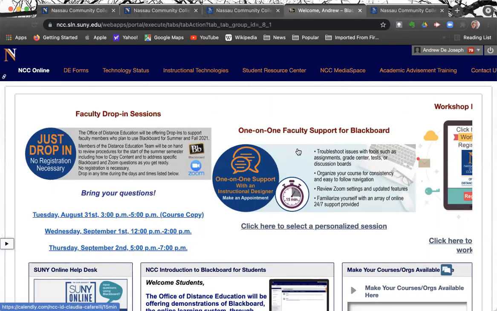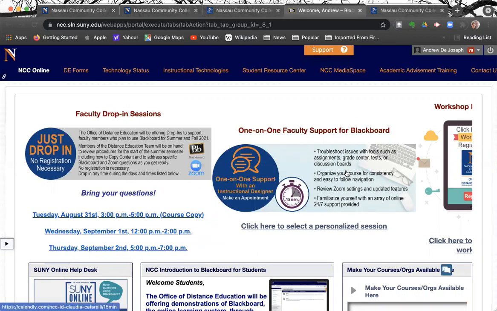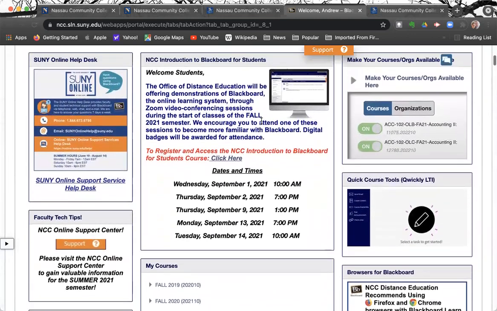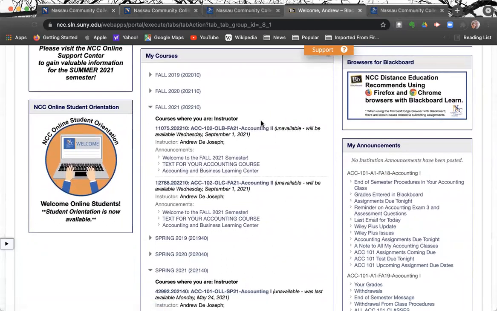And now you're at the Blackboard page. And what you'll see here is a listing of all your classes where your instructor is using Blackboard. And I imagine that's going to be all your classes. So if you see here where it says Fall 21, right? These are my classes. 102 OLB, 102 OLC, and one of those is your class.